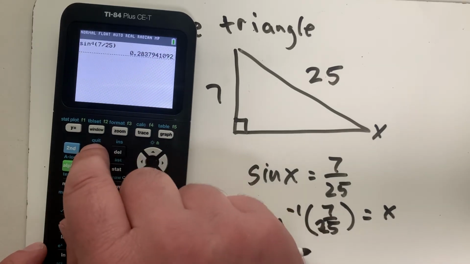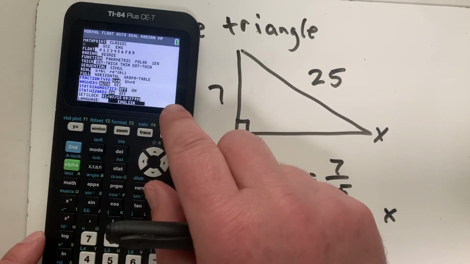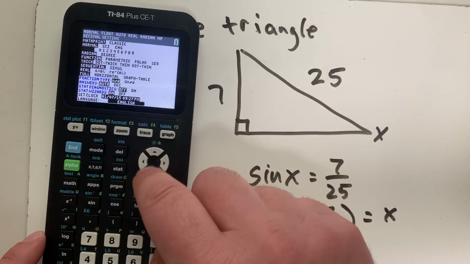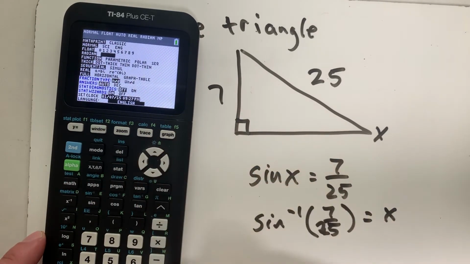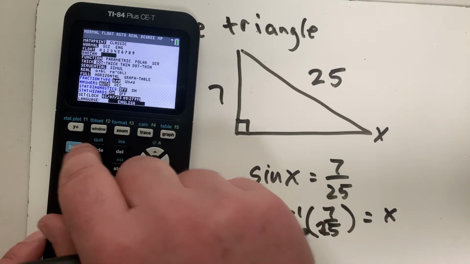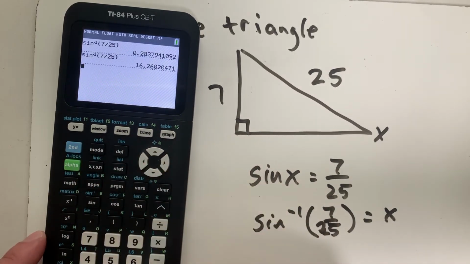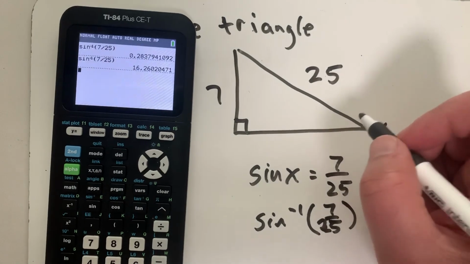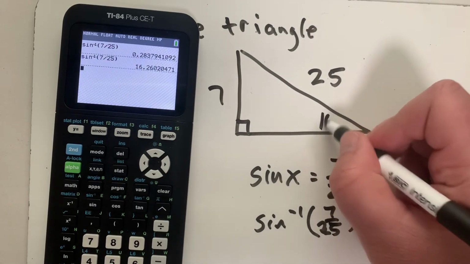Oops, I'm in the wrong mode. There's another lesson for you. We need to be in degrees, and I was in radians. So degrees, quit. Let's try that one again. Hey, 16. We'll just round it to 16 degrees.